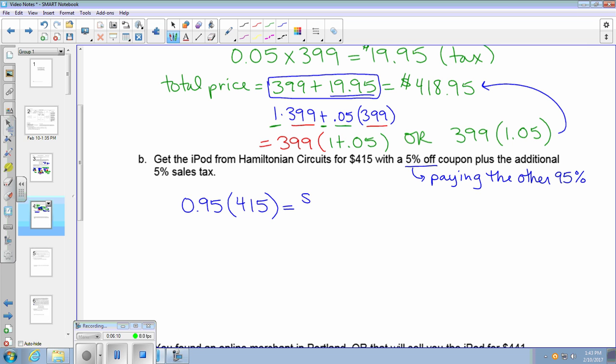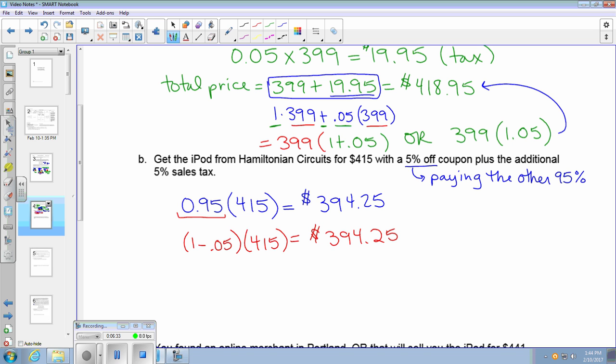Right? That gives you a price of $394.25. And note that we can also think of this piece here as 1 minus 0.05. So it starts to look a little similar to what we did in part A. All right, we're not done yet. We still need to add in the tax.